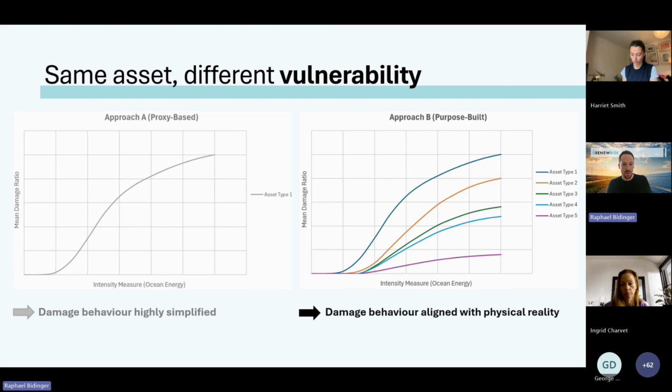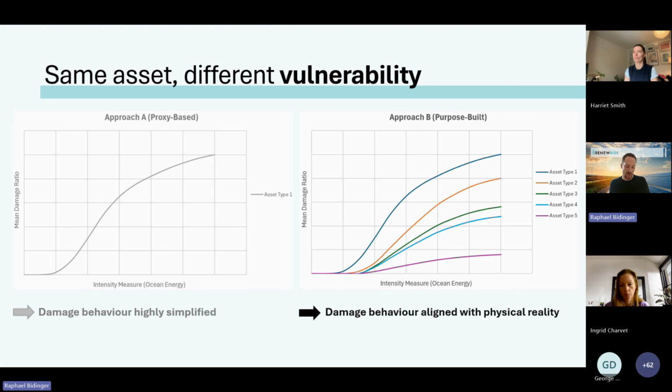And in our purpose-built modeling approach, we then have component-specific vulnerability functions in our model. So every curve here could represent a different kind of turbine or cable. And the key benefit of using those curves is that every curve reflects the correct construction type and failure mode. It captures the combined wind and wave-driven damage mechanisms, and is also calibrated specifically for that asset type.